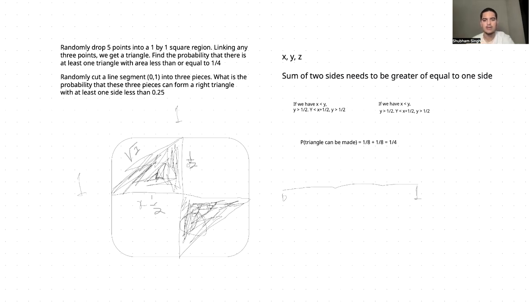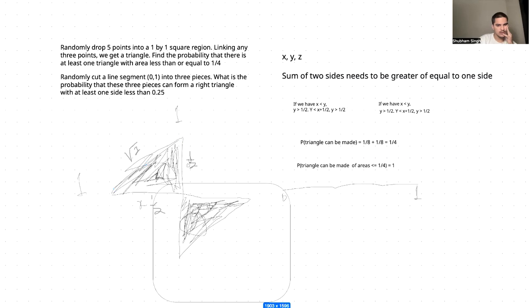So the probability that a triangle made is of area less than or equal to 1/4 is equal to 1. Or we can also solve it one other way. And that would be, just a second.